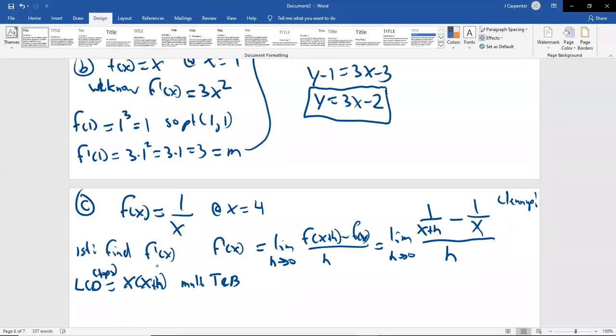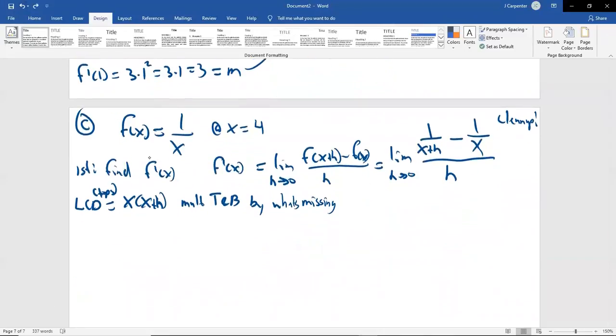Multiply top and bottom by what's missing. This guy and this guy. We're leaving the h alone. So equals the limit as h goes to 0. I am leaving the h alone in the bottom.